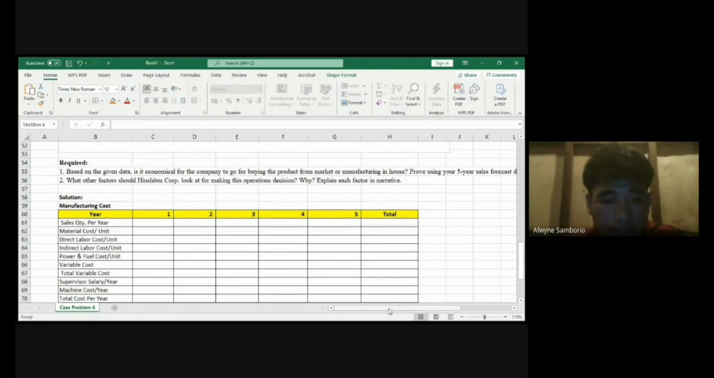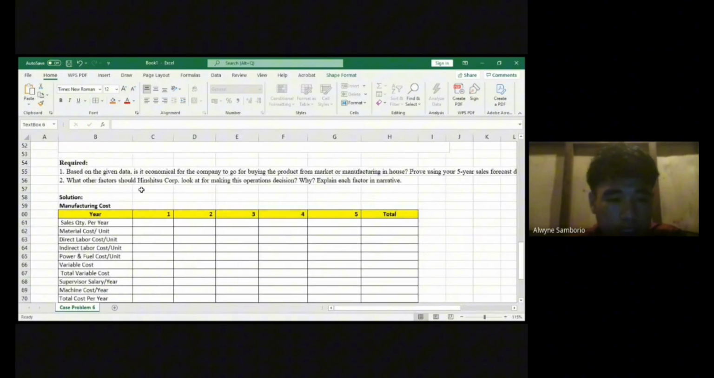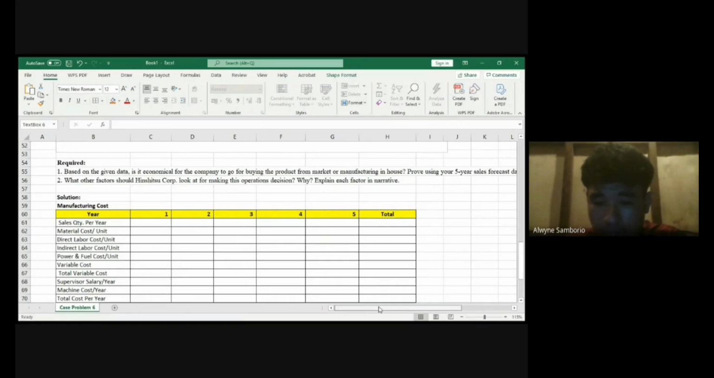So the required, based on the given data, is: is it economical for the company to buy the product from the market or manufacture in-house? Prove it using the 5-year sales forecast data and justify the production cost. Second, what other factors should Hinsi support look at for making the operation decision? Why? Explain each factor in narrative.